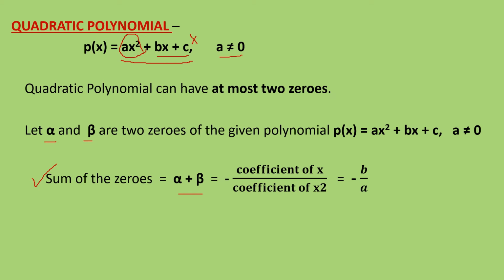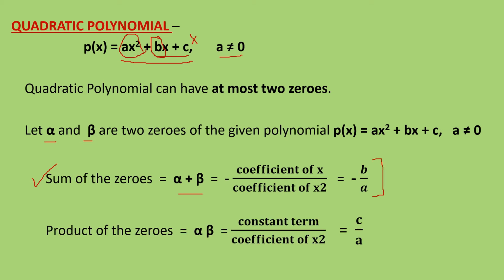Okay, now if we will see the general term, what is the coefficient of x? Now see here, second term, with x we have constant b. That means coefficient of x is b. And what is the coefficient of x square? Now with x square we have coefficient a. So it is the coefficient of x square. So we have written that the sum of the zeros alpha plus beta is minus coefficient of x divided by coefficient of x square, and that is equals to minus b upon a.